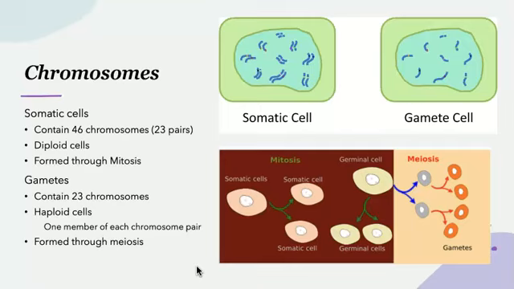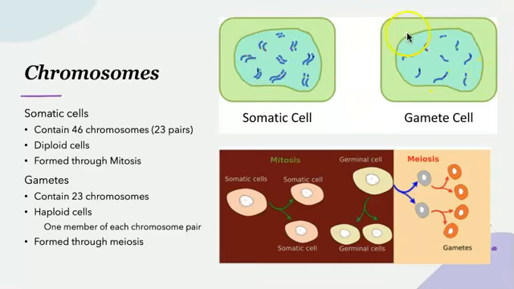Now let's talk a bit about chromosomes. So we have somatic cells that contain 46 chromosomes. You can see that pictured over here. Of course, there's not 46 of these, but you get the point here. They're kind of paired together. So there are 23 pairs of chromosomes. And we call these diploid cells, and they're formed through mitosis.